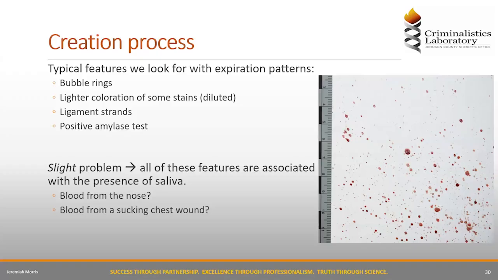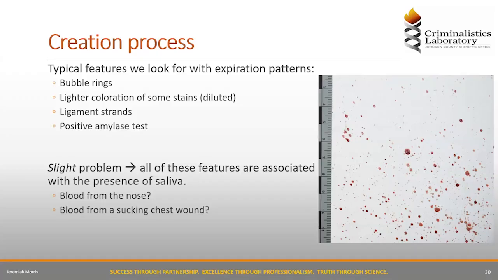The bubble rings are because of air bubbles in the saliva. The lighter coloration of some stains is because the blood is diluted with saliva. The ligament strands are from saliva. We train ourselves to look at blood that is coughed from the mouth. But what about blood that comes from the nose? What is that going to look like? Are you going to see any of these features? Because you're likely not going to be dealing with the effects of saliva.